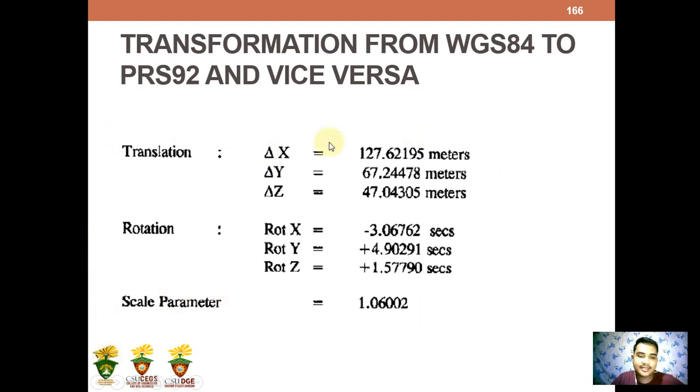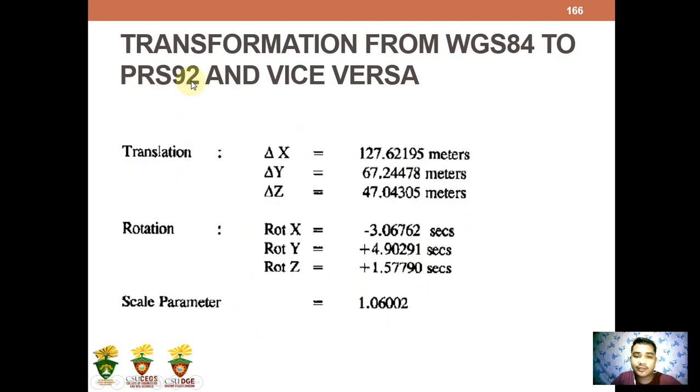numbers and digits. For translation, so this is from WGS to PRS-92. So for translation, ini siya 127.62195 meters. Sa Y, 67.24478 meters. Sa Z, 47.04305 meters. For rotation X, negative 3.06762 seconds. Naka-second siya. For Y, positive 4.90291 seconds. And for Z, positive 1.57790 seconds. And we have a scale parameter nga given 1.06002. Again, these are the given digits from WGS to PRS.